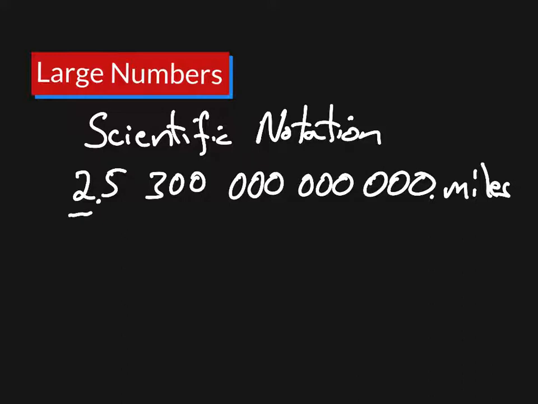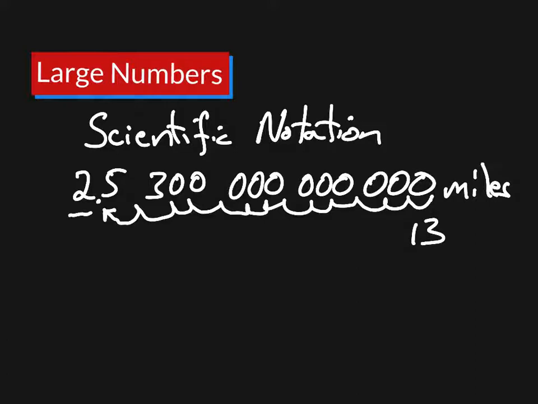Step number 2 is to count the spots between the original decimal and the newly placed decimal point. So it's 1, 2, 3, 4, 5, 6, 7, 8, 9, 10, 11, 12, 13. 13 spots. So I'm going to write 13 right here just so I remember. And notice, because this is important, that I counted in this case from right to left.